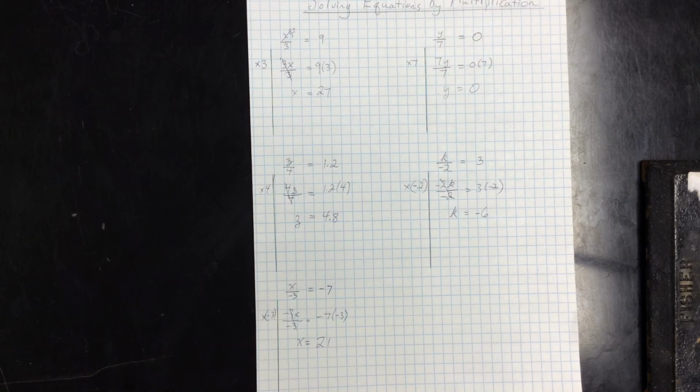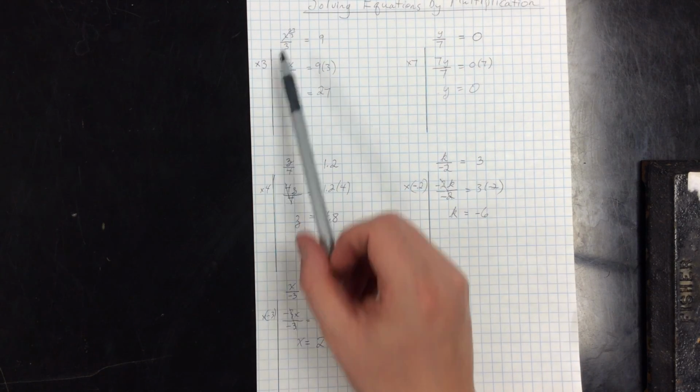So yet again, when we're solving by multiplication, we're going to do the opposite. So it was a division. We had to do the opposite and solve using multiplication and use whatever number is tied to the original.